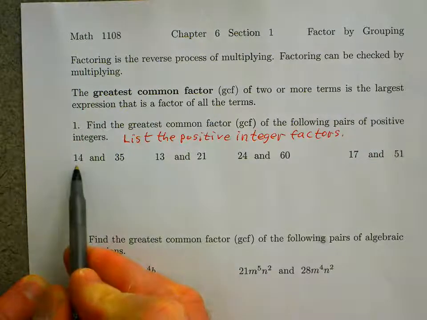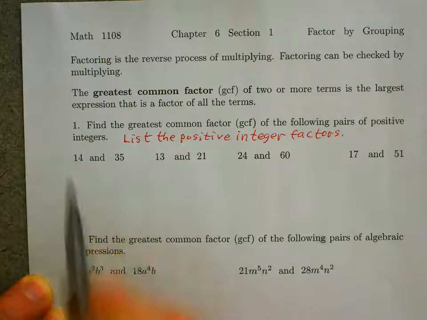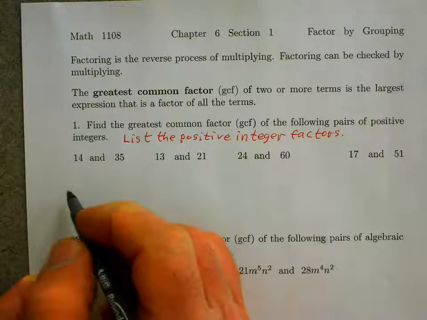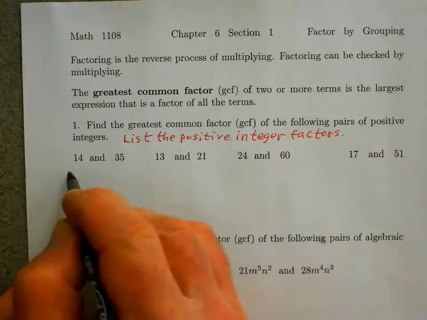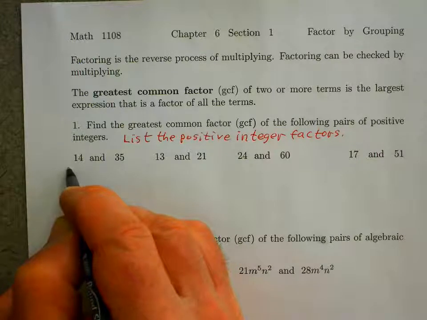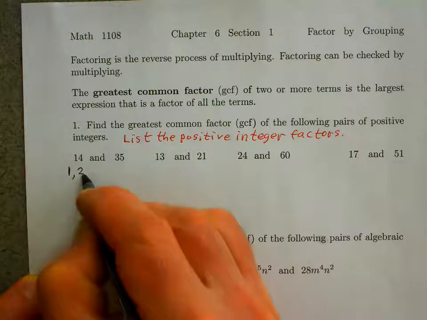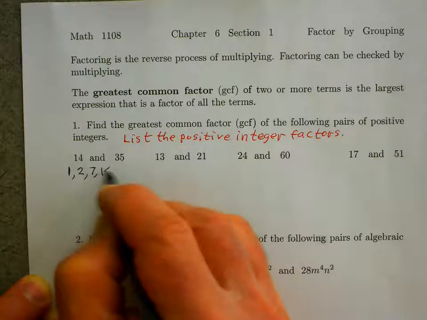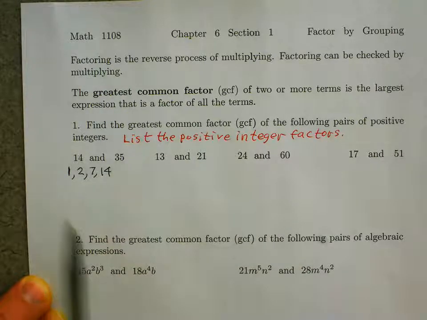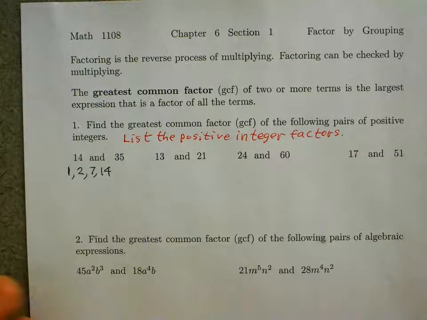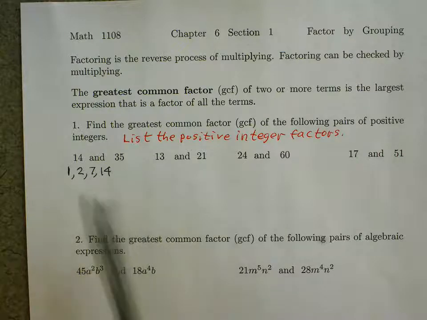The positive integer factors of 14. Well, 1 times 14 is 14, so 1 and 14. I'll put them in ascending order. 2 times 7. So the positive integers 1, 2, 7, and 14. Those are the positive integer factors of 14. We call them factors because they are involved when multiplying to get a product of 14.